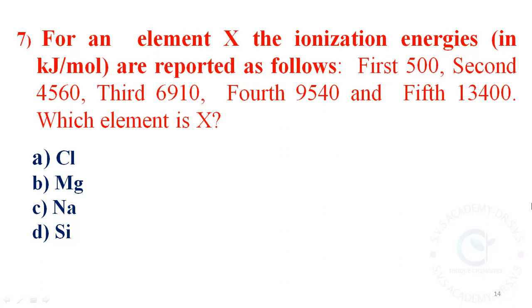All other elements have more than one electron in the valence shell, so a big jump is not observed for the first successive removal of electrons. So the correct option is sodium. That is, C is the correct option.